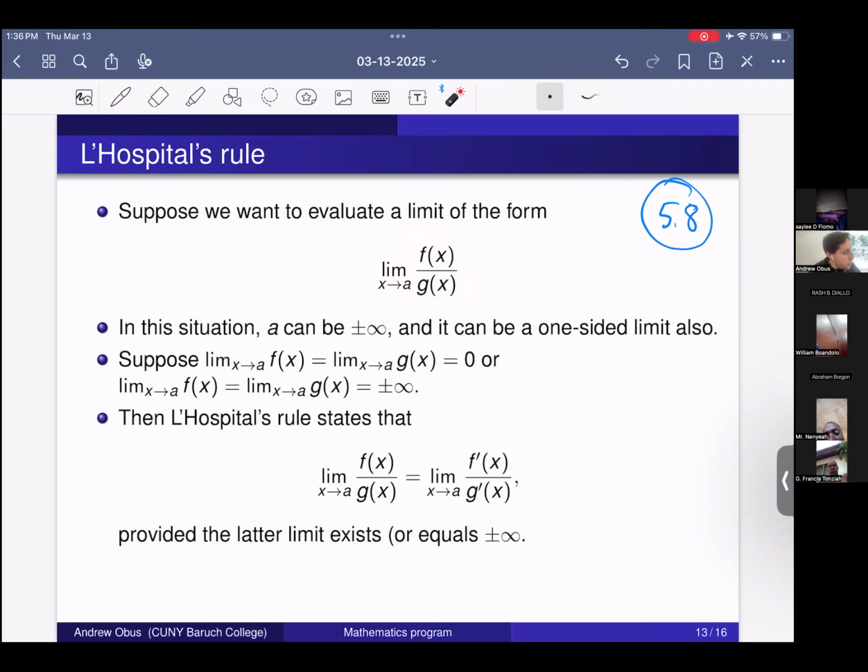So now suppose that if you take the limit, one thing you can try to do is you just plug them in. If you just plug in the value a on the top and the bottom and you get a sensible answer, then you win. That's your limit, right? As long as, I guess I should assume that f and g are differentiable at a.